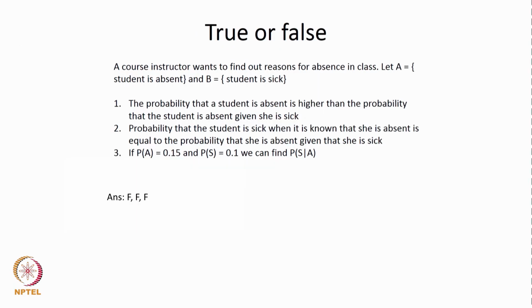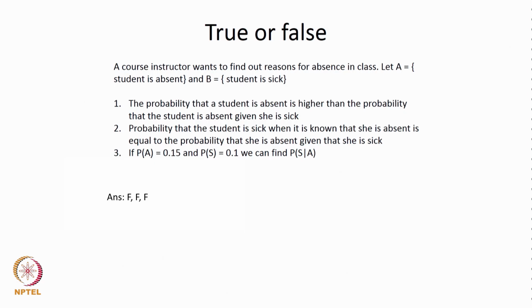Next, we look at some true or false questions. Now, the course instructor wants to find out reasons for absence in class. So, let A be the event that the student is absent and B is an event that the student is sick. The statement: probability that a student is absent is higher than the probability that the student is absent given she is sick.